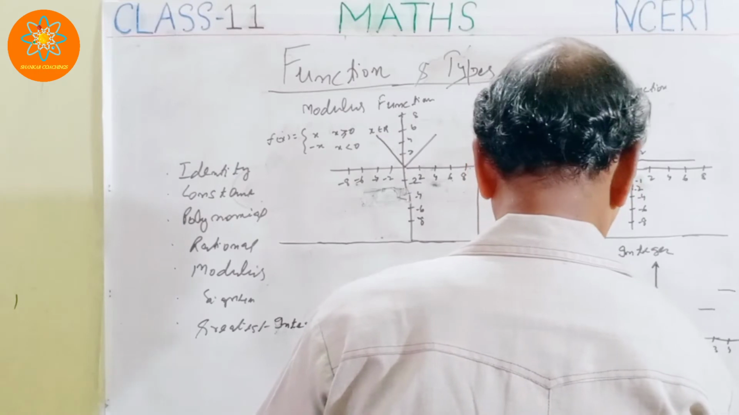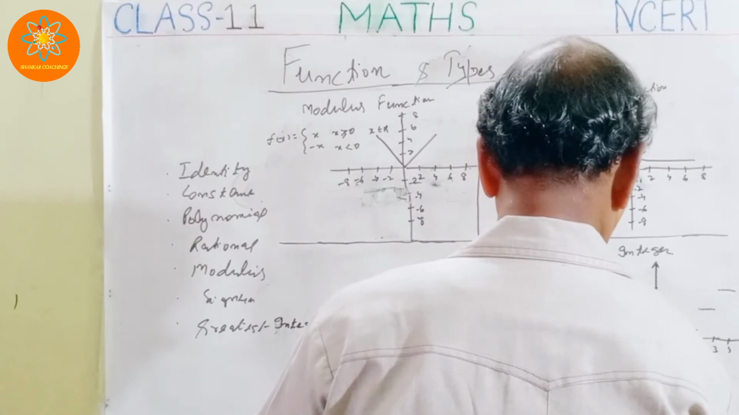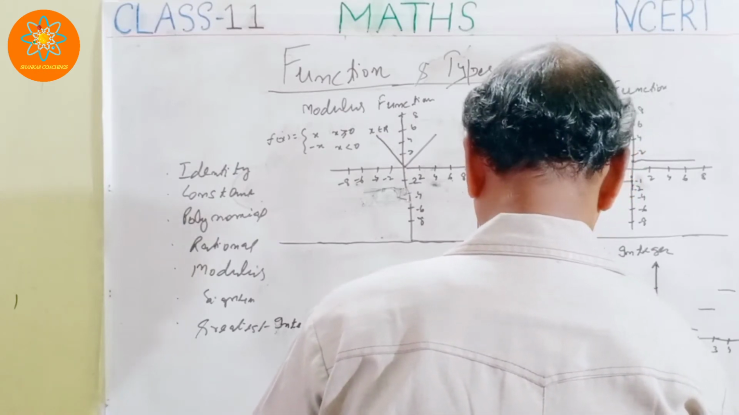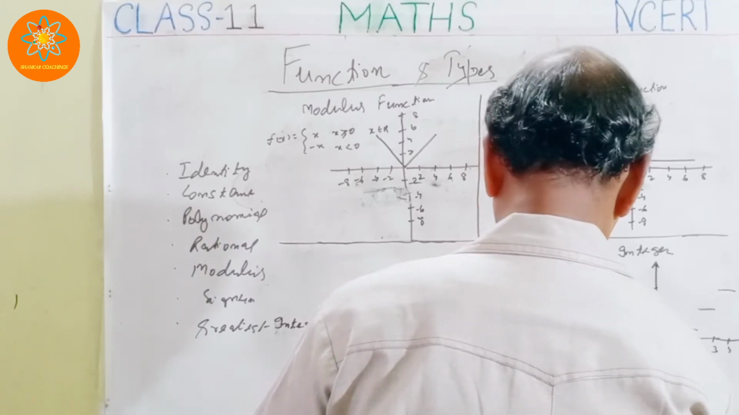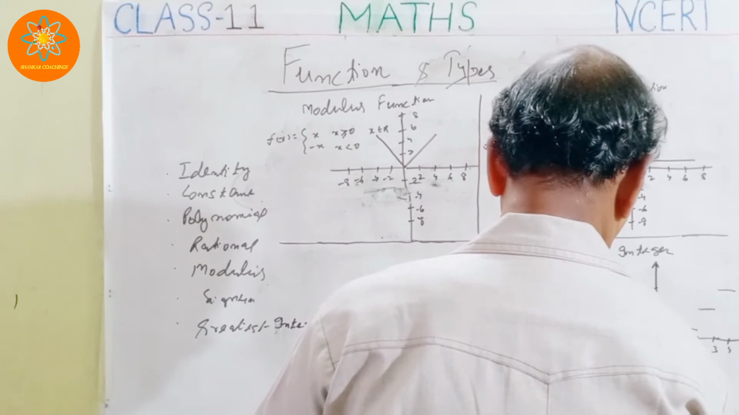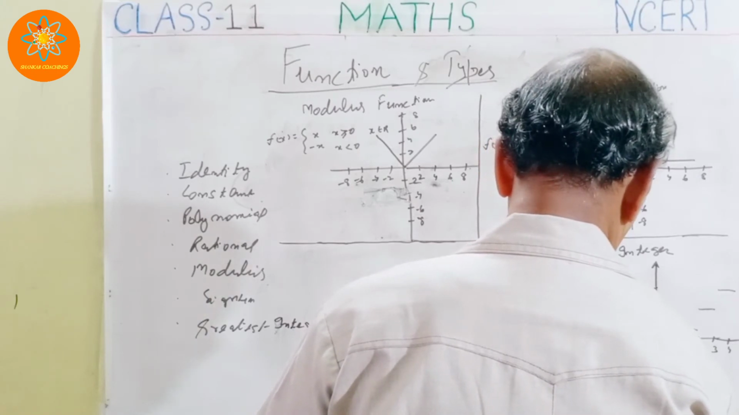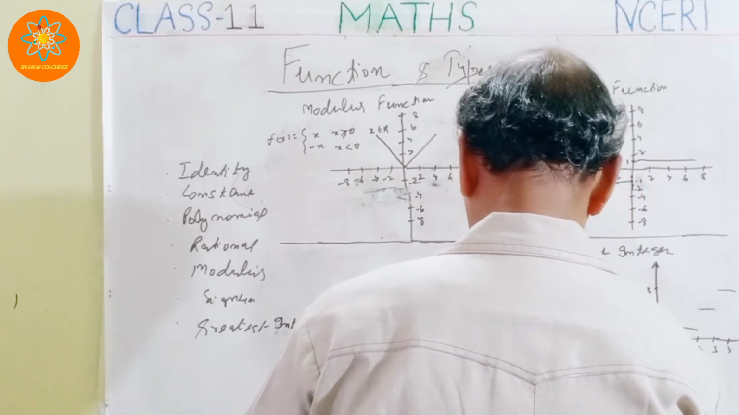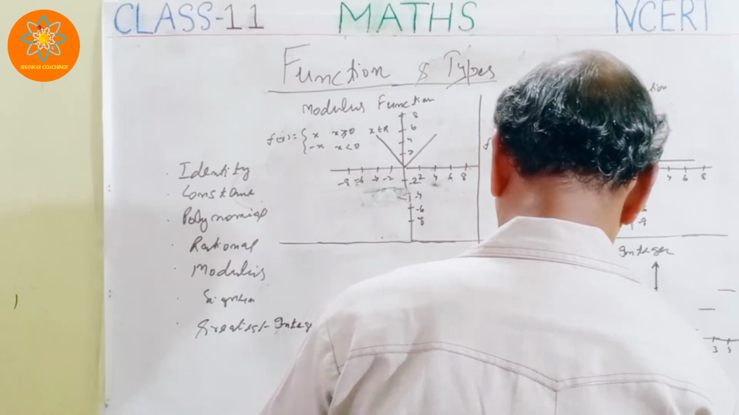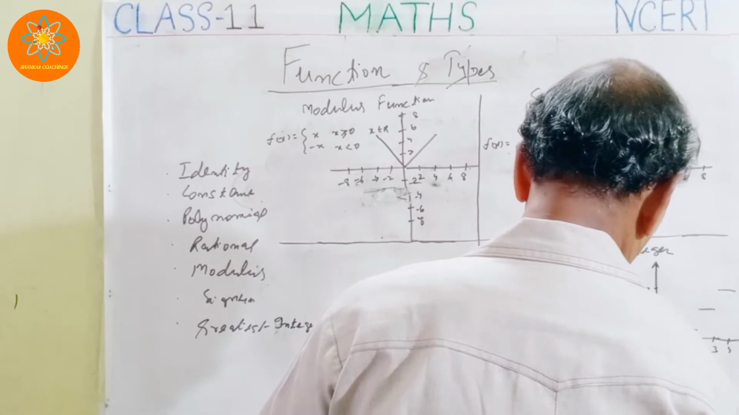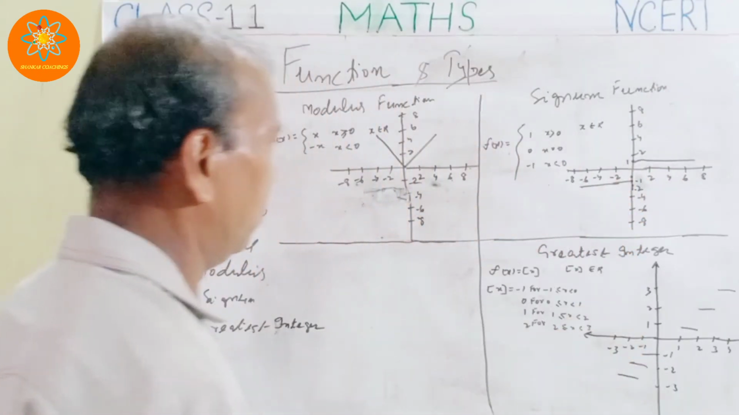Likewise here also, for 0 and minus 1, this will be minus 1, then for minus 2, it will be minus 2, and then for minus 3, it will be minus 3 and minus 2. So this is the graph for the greatest integer.